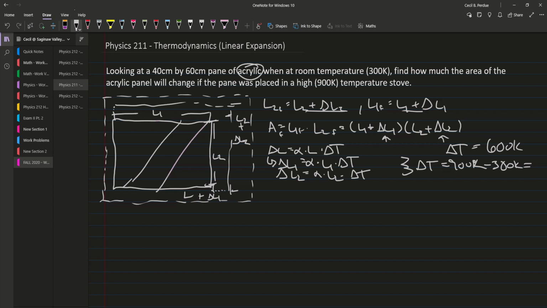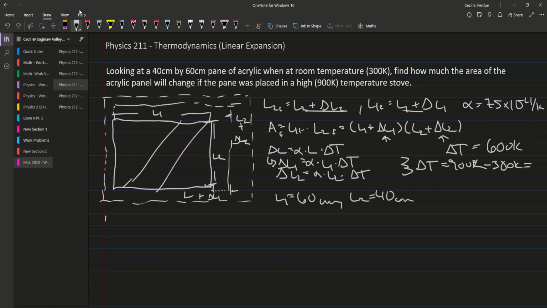For this example, we have acrylic, so alpha is going to be 75 times 10 to the negative 6, 1 over Kelvin. I should have clarified earlier, since L1 is the longer length, L1 is going to be the 60 centimeters, and L2 is the shorter length, so that'll be 40 centimeters. To be clear though, it doesn't really matter since we're just looking for the change in area. If you just rotated this 90 degrees, it wouldn't really change what the end result is. But now that that's been clarified, we have all of the values we need to solve for the change in L1 and the change in L2.